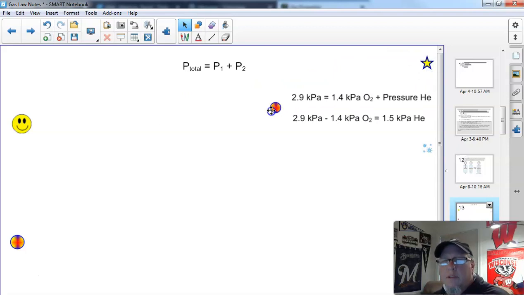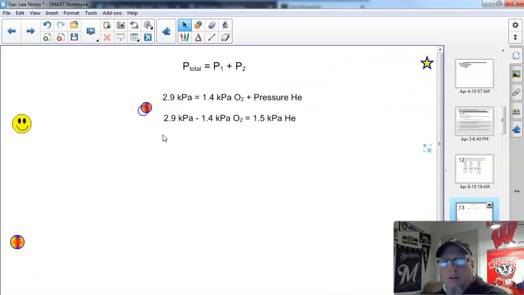So what happens if you get a problem where they tell you the total pressure and only one of the gases, and what they ask you for is, hey, what's the pressure of the helium? Well, it's the same idea. These two things right here added together have to be the total pressure. So if I take the total pressure and I subtract the oxygen, whatever I get left over would have to be what the helium is.